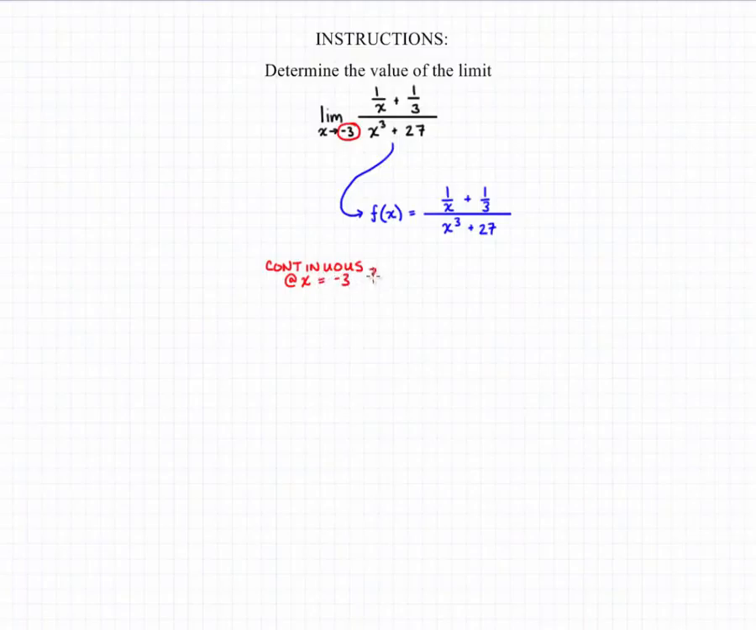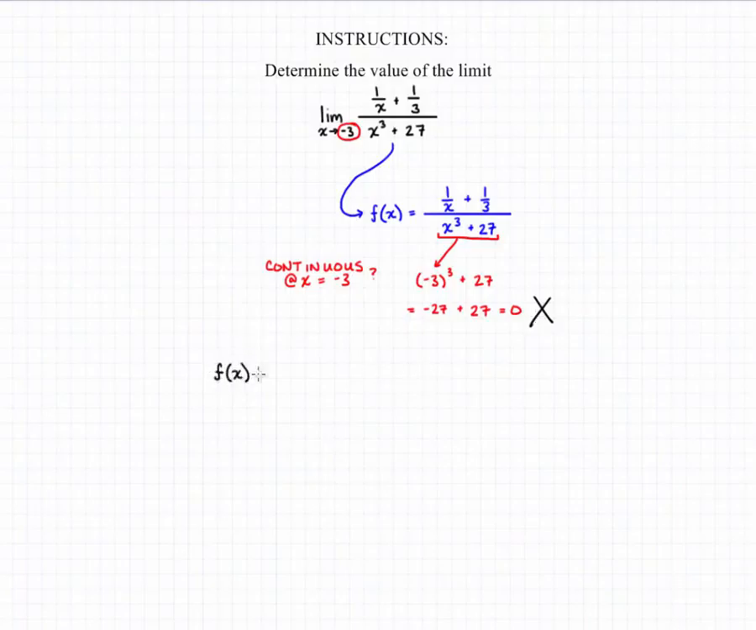And the problem is, if we plug x equals -3 into the denominator, we're going to get 0, which means we'd be dividing by 0, which means our function is not continuous at the value x equals -3. So we need to do a little algebra.